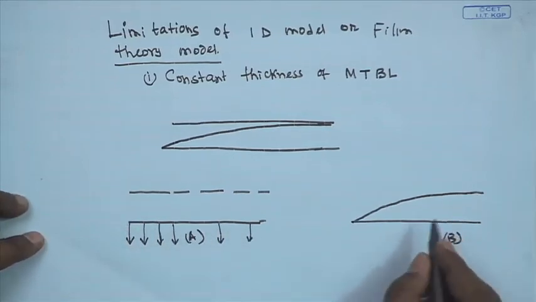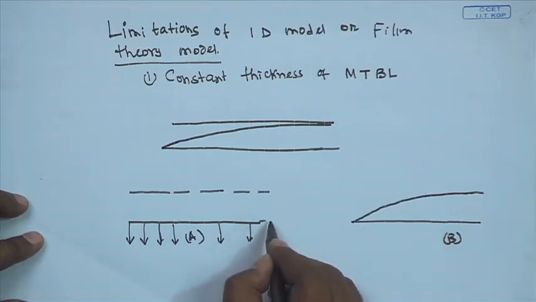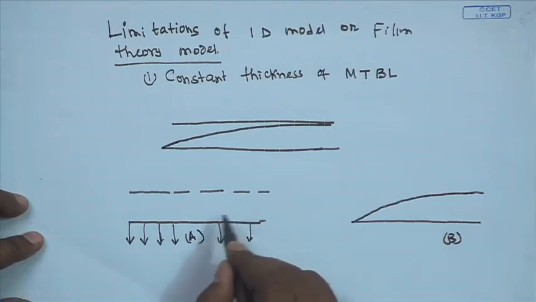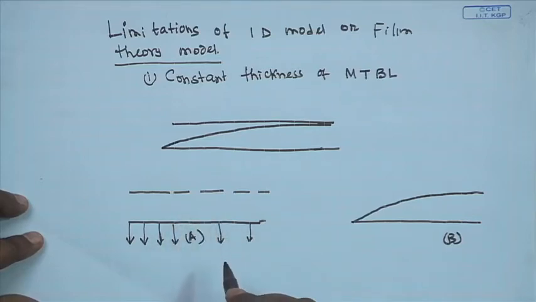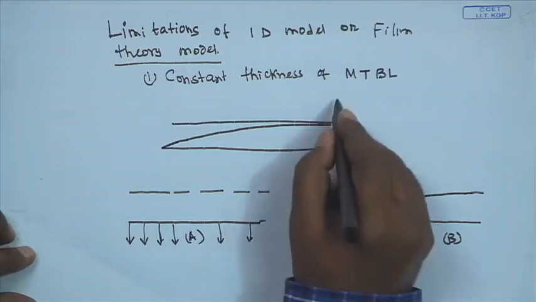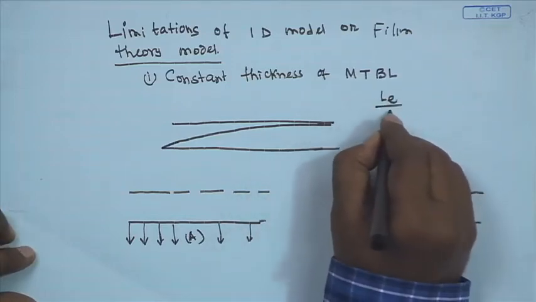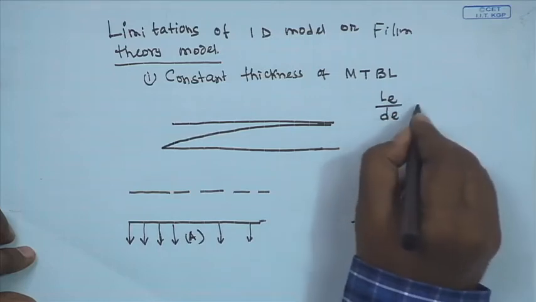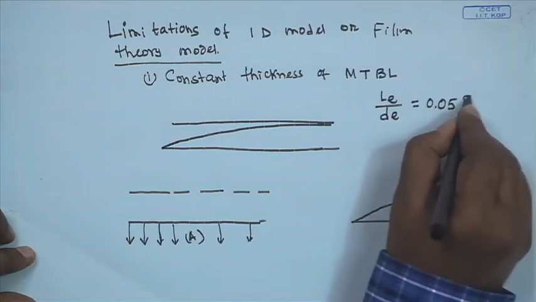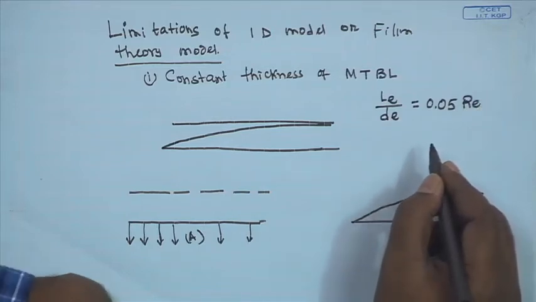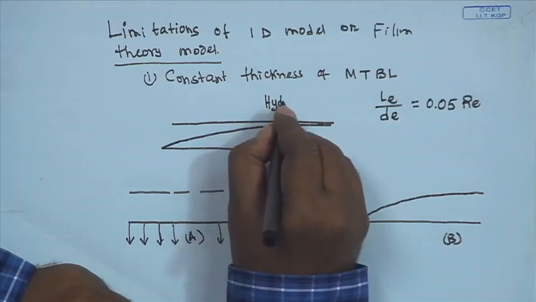But in case of a developing boundary layer, this is a very realistic case, whereas it is very unrealistic to consider the thickness of the mass transfer boundary layer to be constant. Why? Because let us look into the entrance length of any boundary layer. The entrance length of a hydrodynamic boundary layer is 0.05 times the Reynolds number. This is the case of the hydrodynamic boundary layer, or velocity boundary layer.